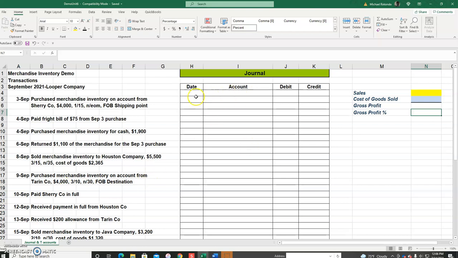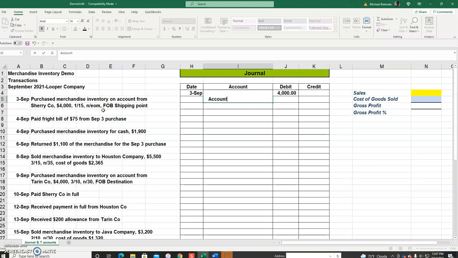So the first transaction we have here is September 3rd, where we purchased merchandise inventory on account from Sherry Company. So again, if we buy merchandise for cash, there's not going to be any terms because we're paying right up front. So we're just going to use the word inventory to indicate merchandise inventory. So we would debit inventory for $4,000, and we know it's on account, so we're going to credit accounts payable for $4,000.